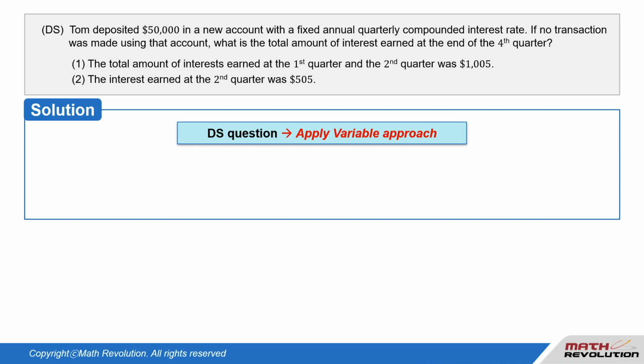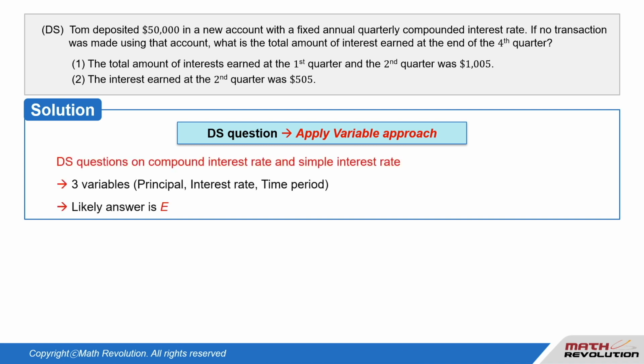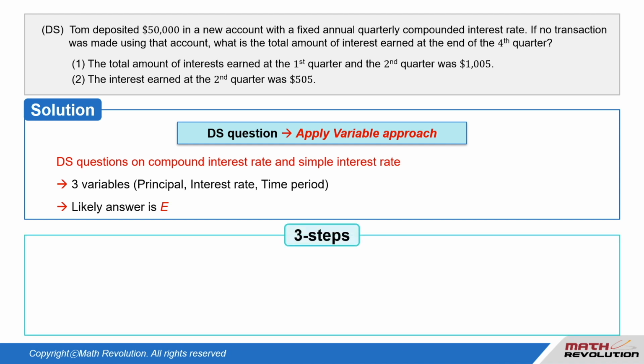Solution. Let's solve this DS question using the variable approach. There are three variables in this question: principal, interest rate, and time period. Therefore, with a DS question, it is very likely that we will have E as the answer. Let's apply the 3 steps of the variable approach.